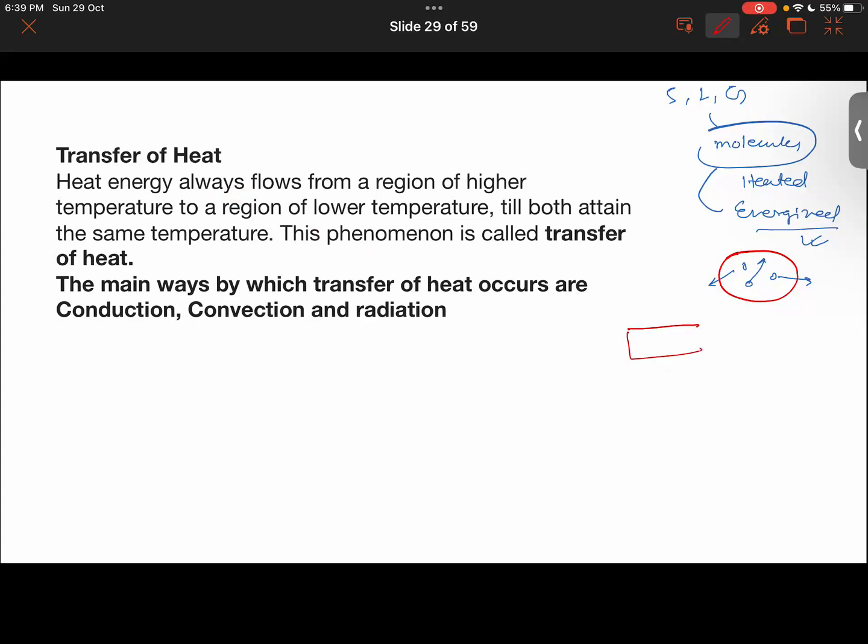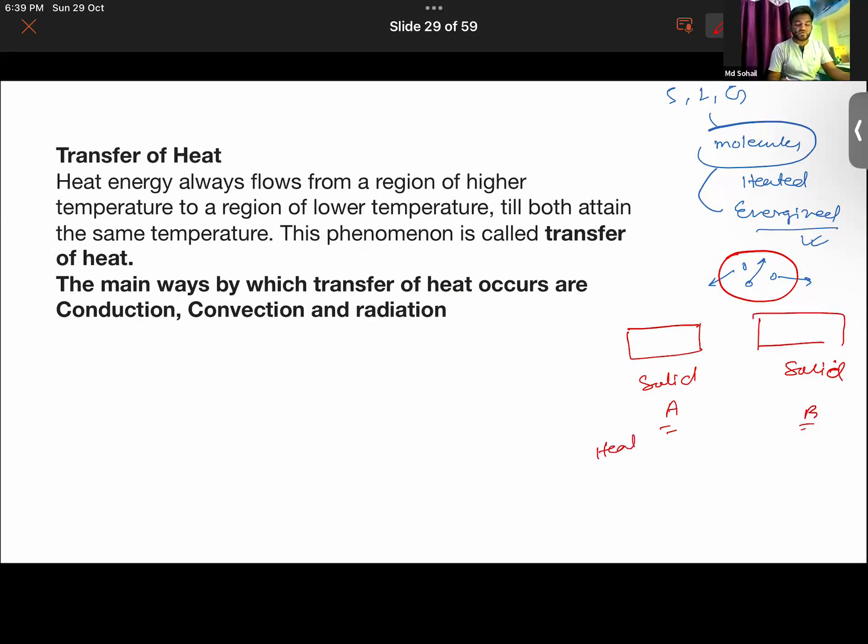So consider a medium, for example, take a solid block A and take a solid block B, right? So when I am heating a solid block A, what happens? The molecules are now gaining the energy, right? So due to gaining the energy, the molecules of the solid A will start to vibrate. It will start to move here and there, right? Although the movement of these solid molecules will not be that much because it's a solid medium. Okay, now? Yes, sir.